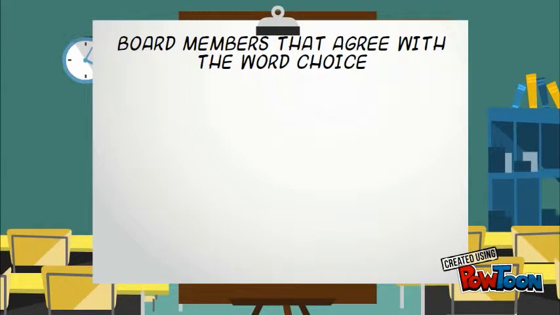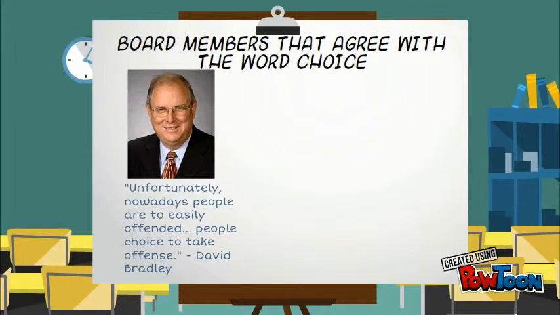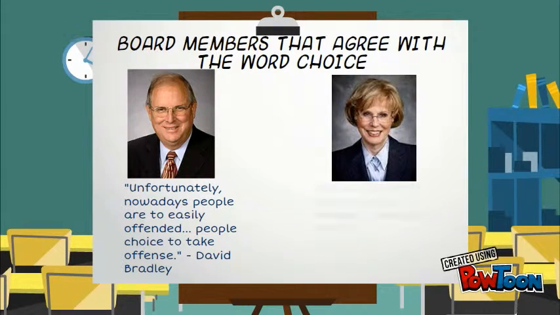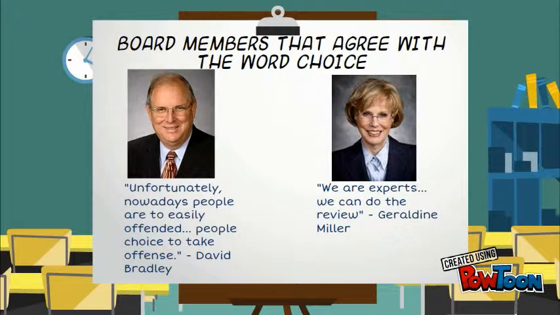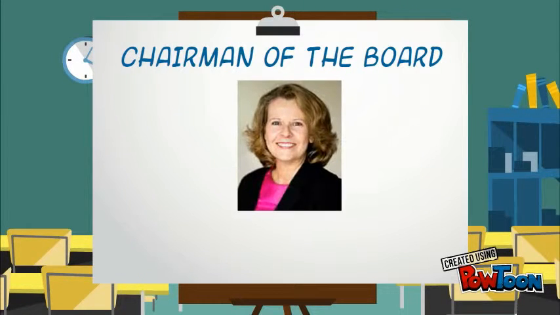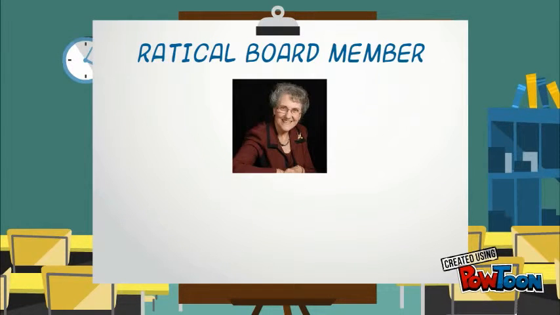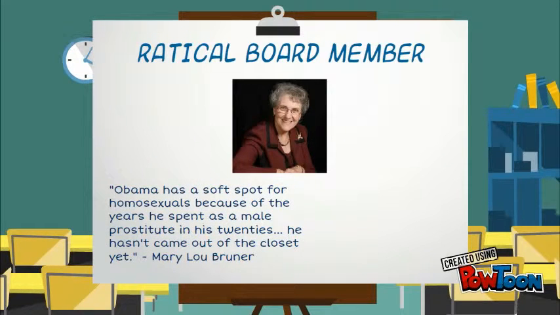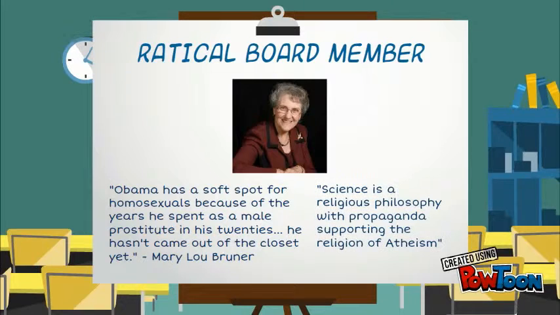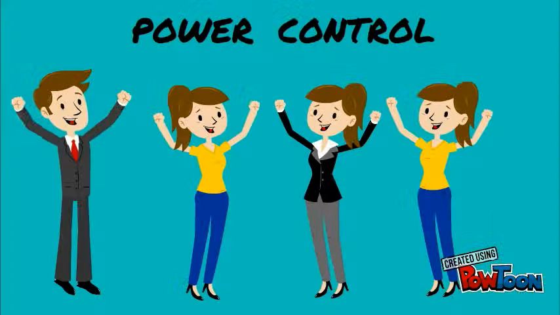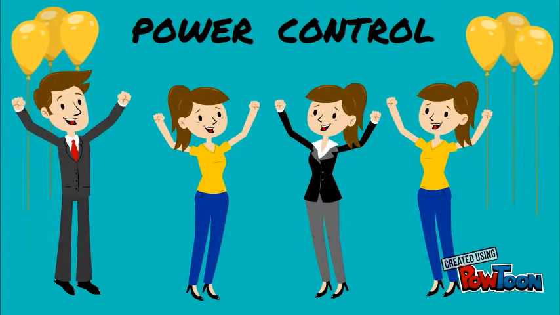After the controversy hit the news, board members spoke out on how people are too easily offended nowadays and why the board rejects having an expert review panel. Along with the chairman of the board, Donna Bohork, who homeschooled her own children, there's a board member named Mary Lou Brenner, who spoke out on how she believes President Obama was a gay prostitute and how science is an institution promoting atheism. These individuals are making statewide curriculum decisions that students are required to learn.